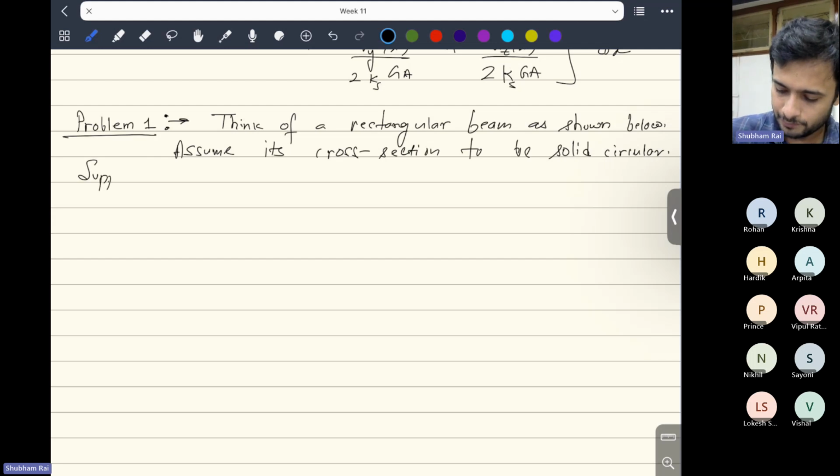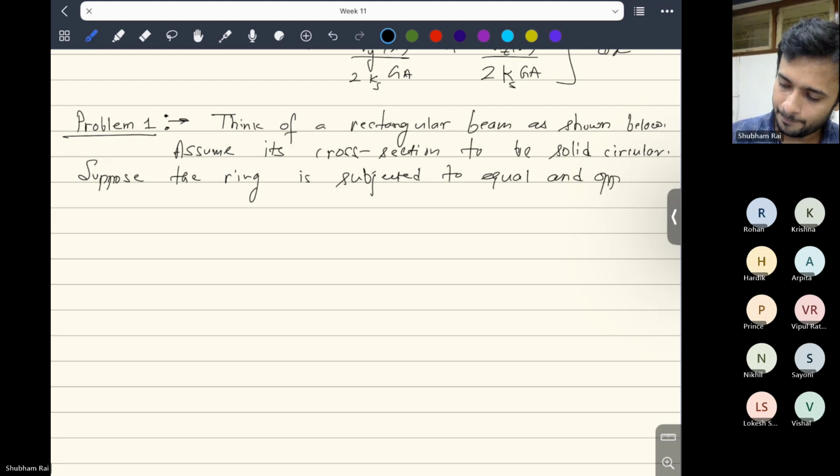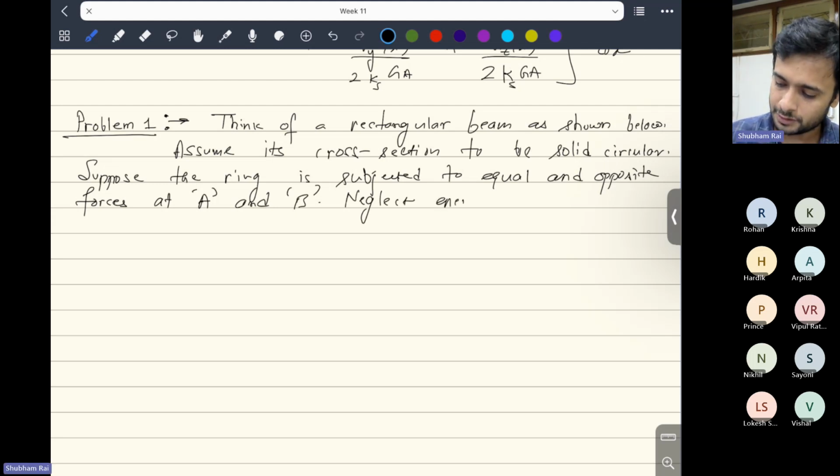Now you have to suppose the ring is subjected to equal and opposite forces at A and B. Okay. And now what you have to do is neglect energy in beams per section.